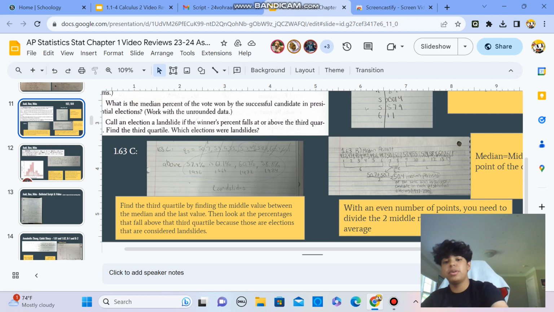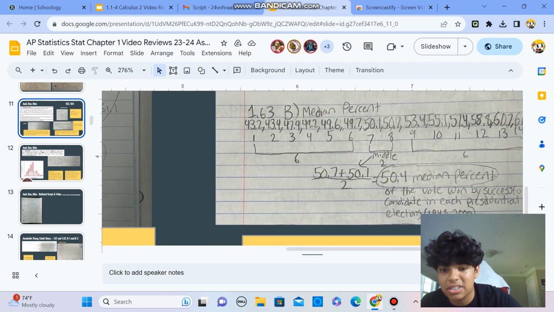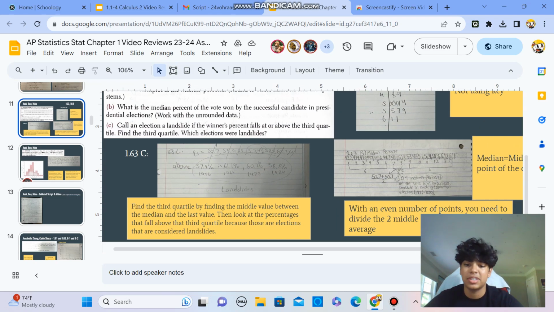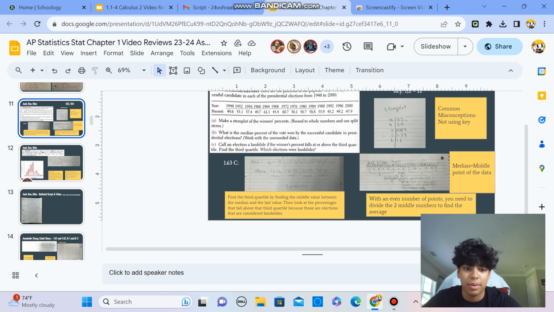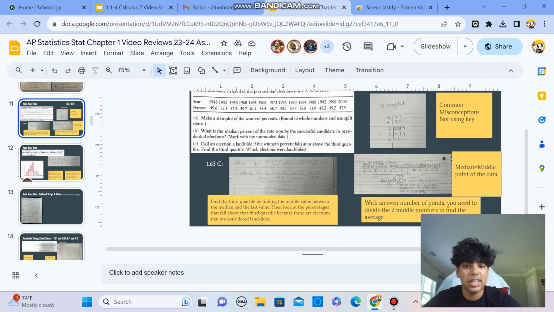And going back to the last number, even though I told you how to solve it, I just want to rephrase and say that the answer to that last question was 50.4 as the median percent, which we calculated again by adding and then dividing by 2, since there was an even amount of numbers. Okay, let's go on to the next question.